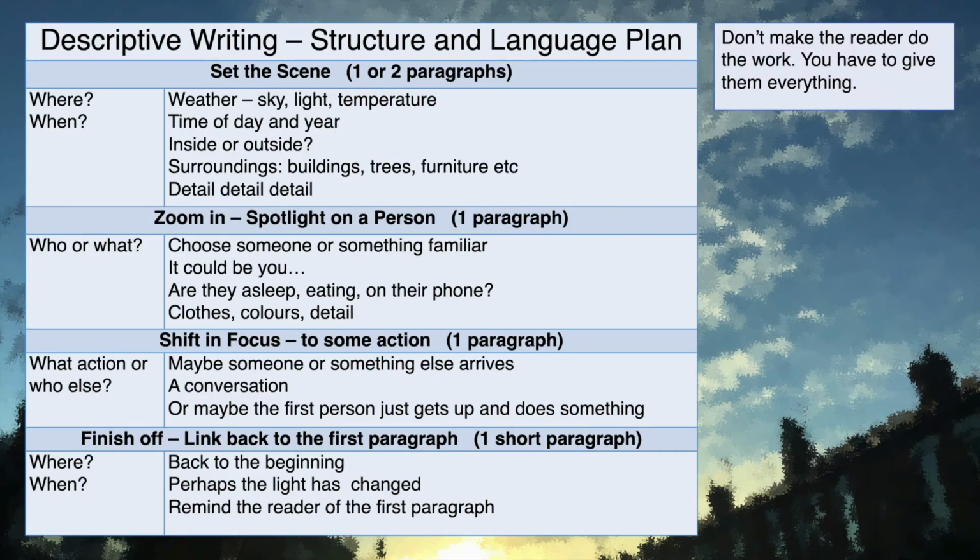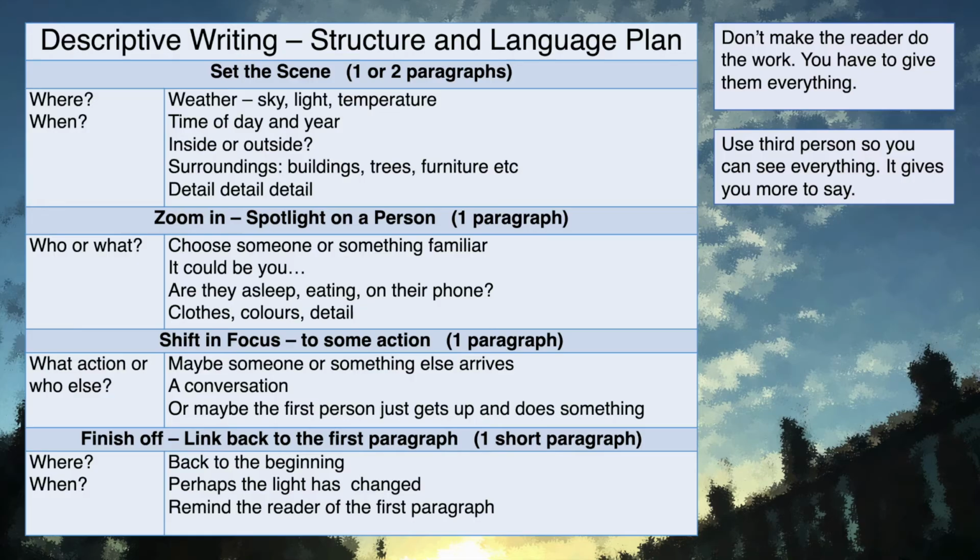A few little reminders before we go on to an example. Don't make the reader do the work. You have to give them everything, okay? This means that it's not up to the reader to use their imagination. This is about your imagination. Okay, so tell them everything they need to create that picture in their mind. I would always recommend using third person, and I'm going to presume you know what that means. A lot of students like to write in first person, and that's fine. You can, but third person just gives you a little bit more freedom to move around a space. So you can be in one side of a building and then you can be in the other side, because you can talk about everything, because it's not just from one perspective.